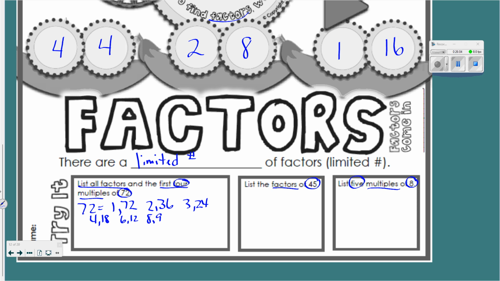Okay, so now list our first 4 multiples of 72. Our first multiple is always the number itself, right? So you do it times 1. So 72, then what? Times 2 would give me 144. Then I can do times 3 or just add those 2 together and I get 216. Then I add 72 to 216 and I get 288. Pretty easy, right?